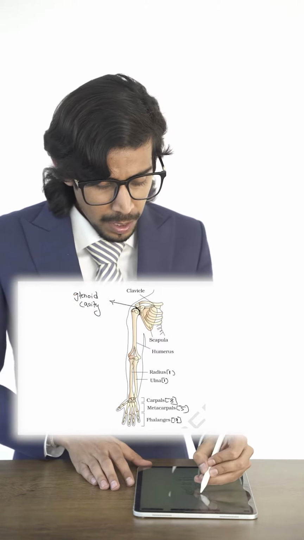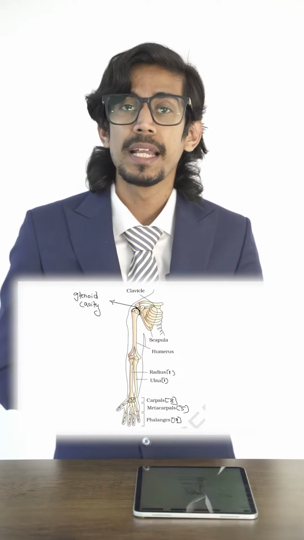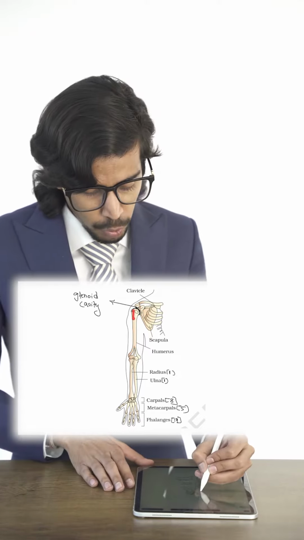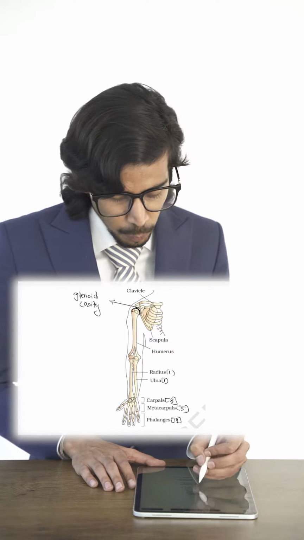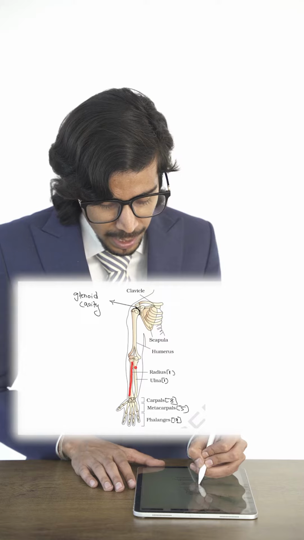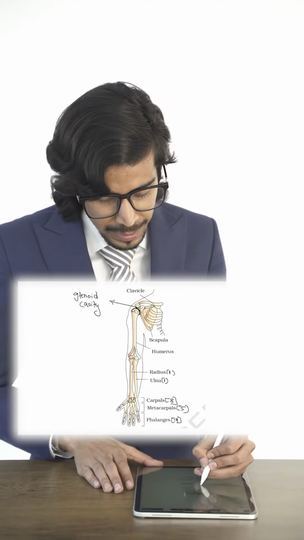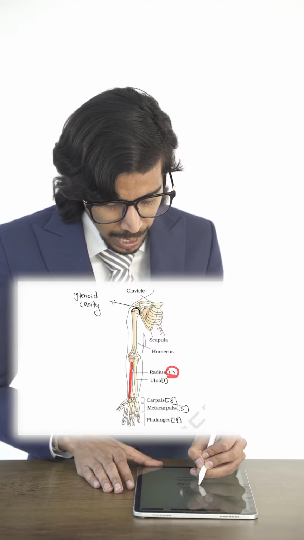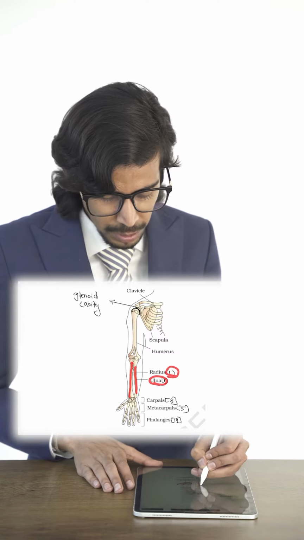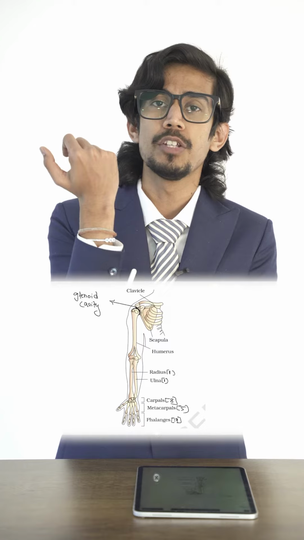And this cavity is called the glenoid cavity. Now, the humerus, which is this bone, fits into this glenoid cavity. So, the first bone of the forelimb is called humerus. Then we have radius and ulna. Radius is one bone and ulna is also one bone, which are present in the forearm region.